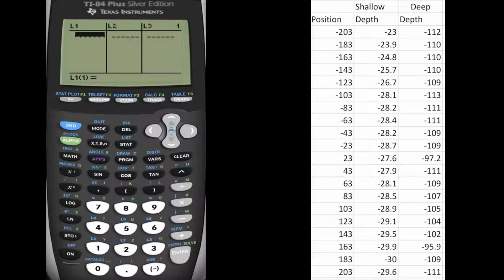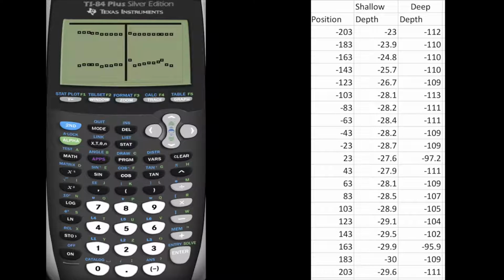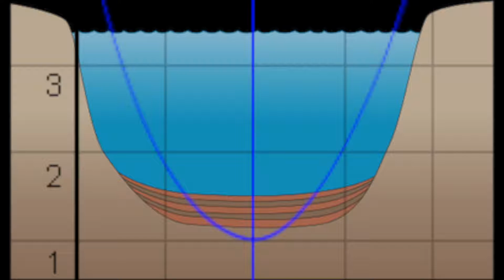After we found the depths at each area, we inputted the data into a graphing calculator. The position column represents how far the boat was from the life jacket, and that was put into the L1 slot. The depths from the shallow area were put into the L2 slot. The depths from the deep area were put into the L3 slot. And this is a scatter plot that represents both these depths in the same plane.